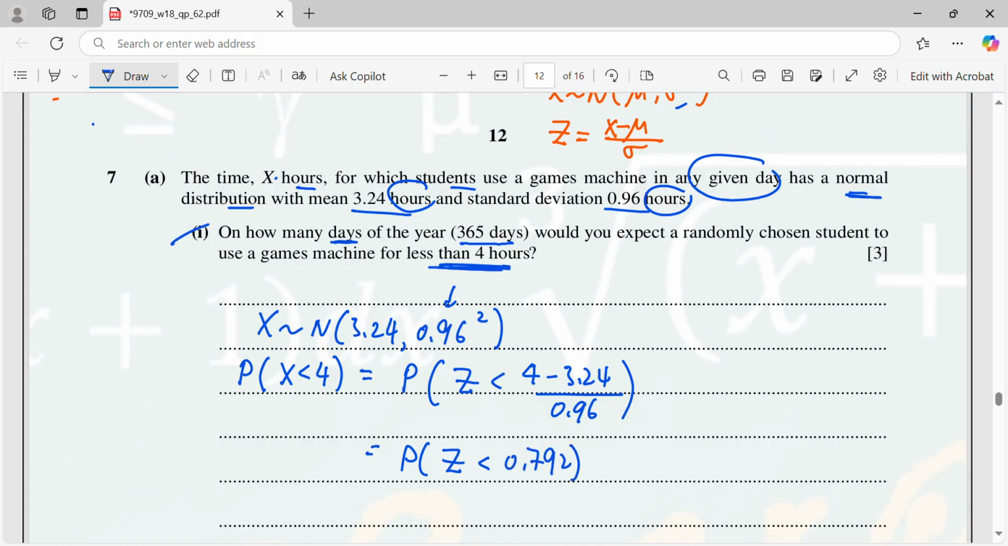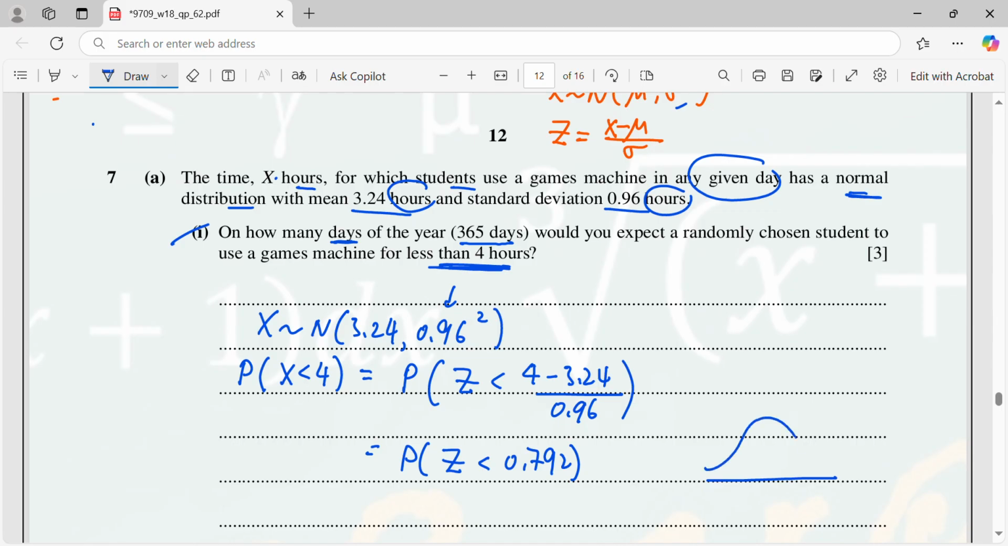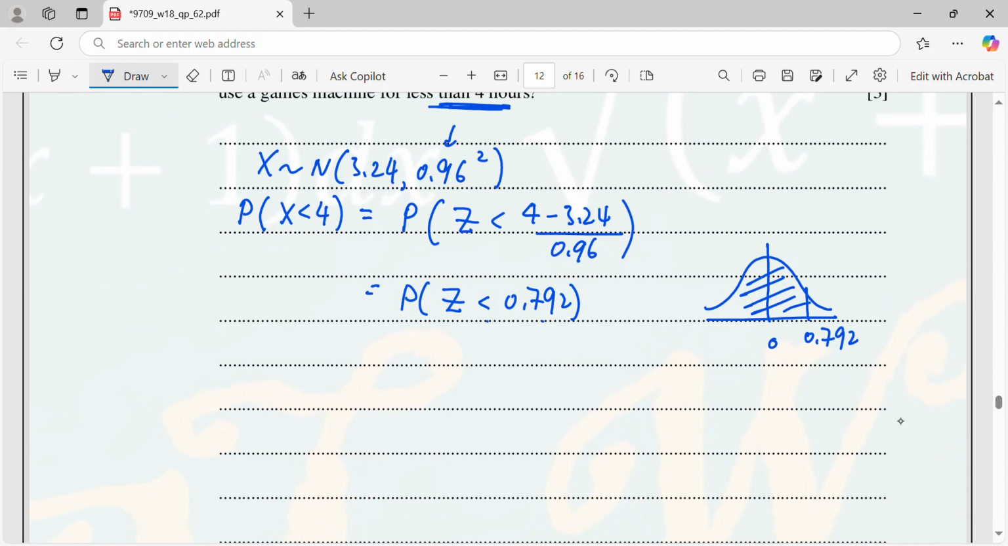Okay, so now when you sketch a graph, this is a normal graph, which is bell-shaped, symmetrical at the origin, and the line here 0.792 is on the right side. And because of less than, that means the region is towards the left side. So obviously this region is the same as the region in your formula list. Therefore, you can just directly refer to the formula list and get the probability that is 0.7858. So you get this from the table, right?